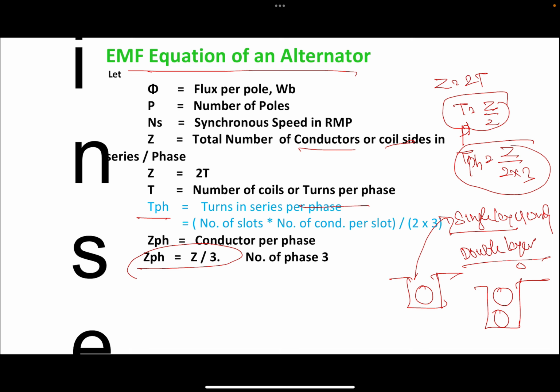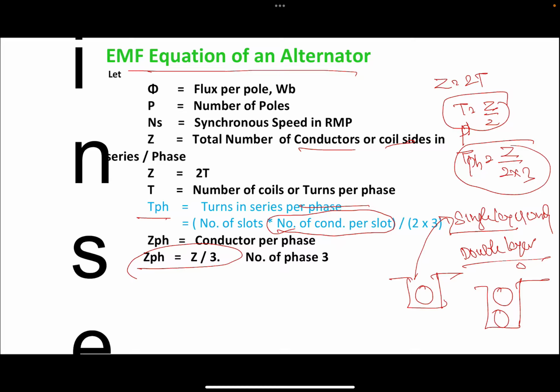Double layer winding is nothing but in a slot, if I place 2 conductors to generate more EMF. In a slot I can place 1 winding or 2 windings or 4 windings also. That is multi-layer winding. If I place more number of conductors in a slot, that is the multi-layer winding. As I am placing 2 conductors here, that is a double layer winding. So how many conductors per slot depends upon whether it's a single layer winding, double layer winding or triple layer winding.